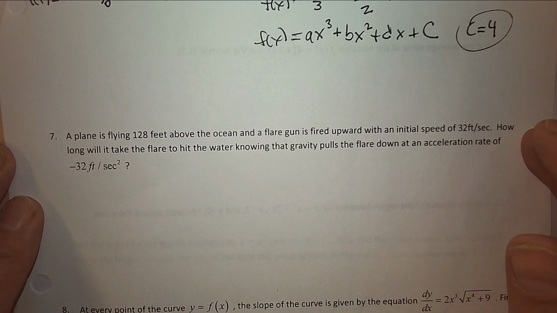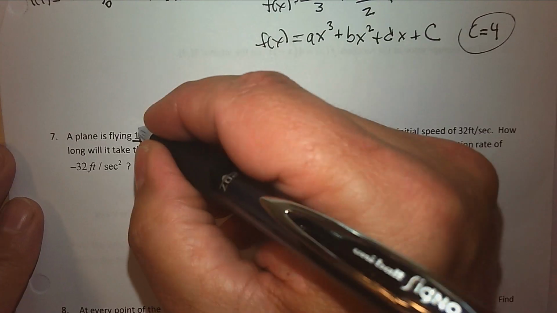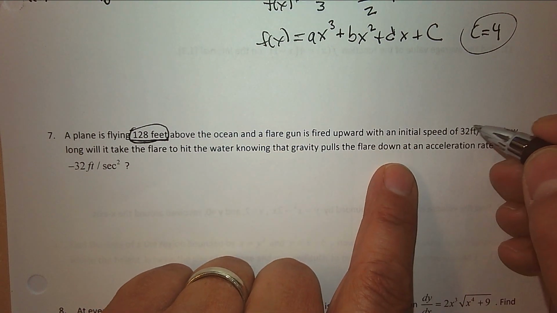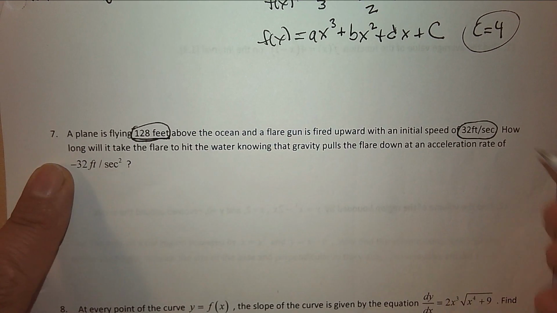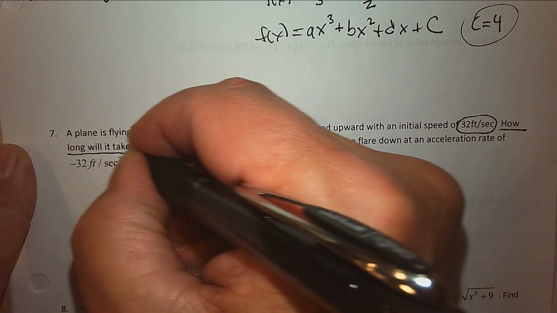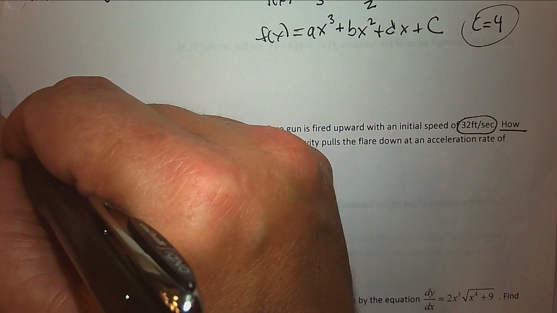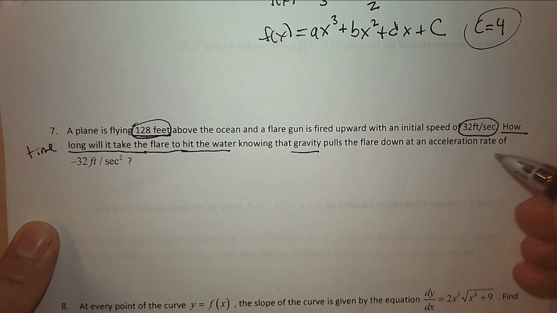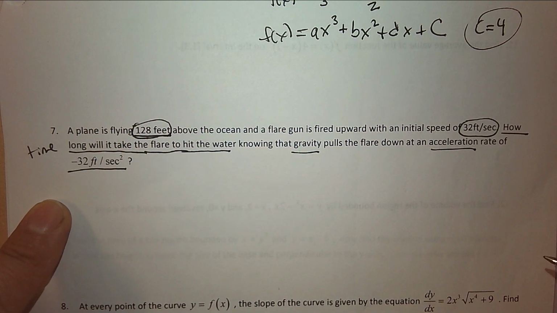A plane is flying how far above the ocean? We're going to annotate it a bit. A flare gun is fired upward with an initial speed of 32 feet per second. How long, this is the question, how long will it take the flare to hit the water? That's my big question. How long means I'm looking for time, knowing that gravity pulls the flare down at an acceleration of negative 32 feet per second squared.